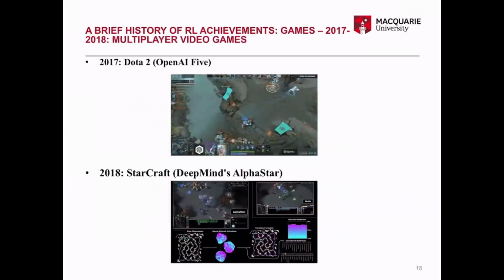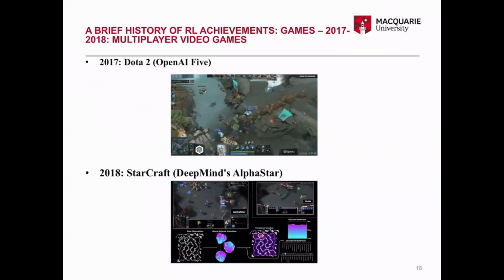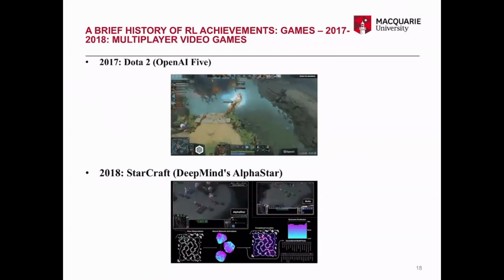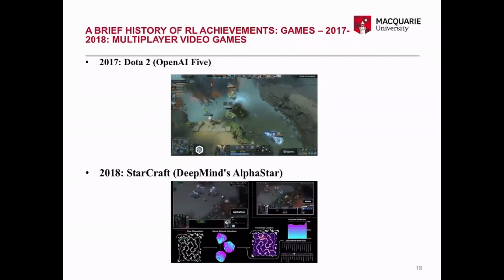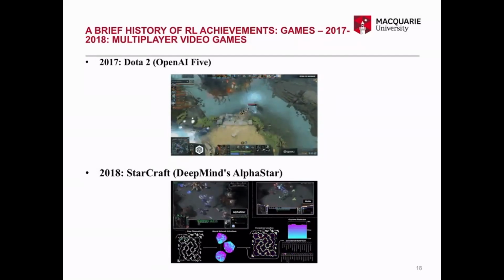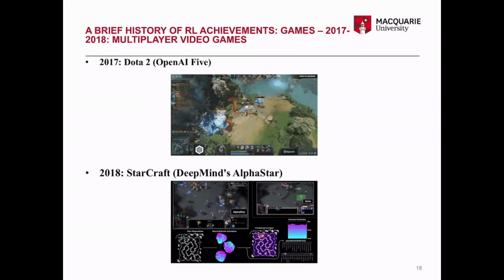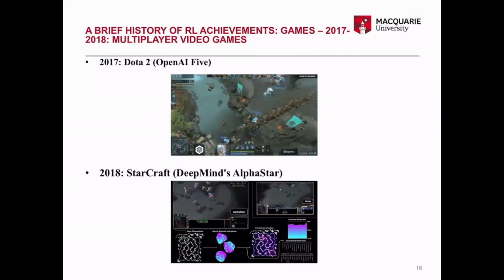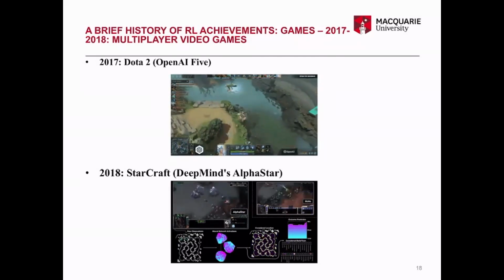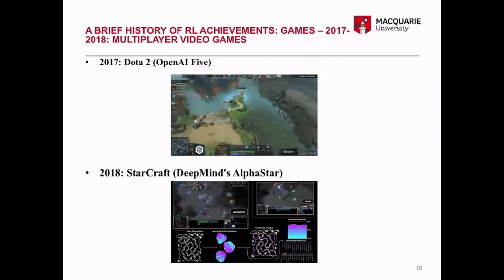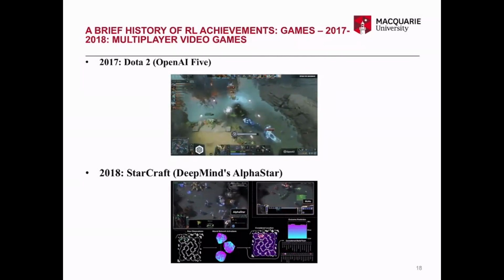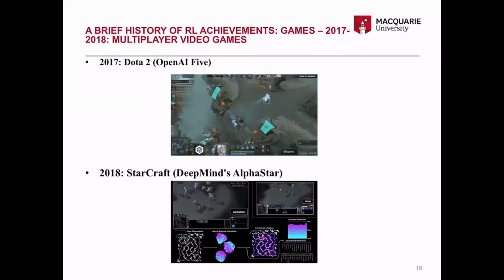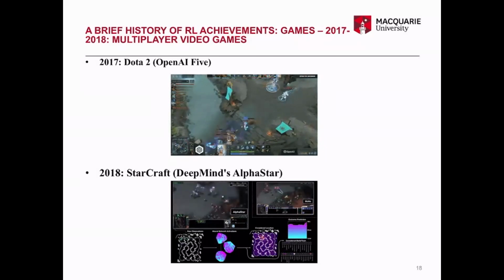And a newer achievement was Dota 2 in 2017 and StarCraft. So one by OpenAI, the other one by DeepMind. And I think in both, these are multiplayer games. And so on one side, we had artificial reinforcement learning agents, and the other side were grandmasters, human grandmaster team. And I think in both cases, the reinforcement learning agent won.